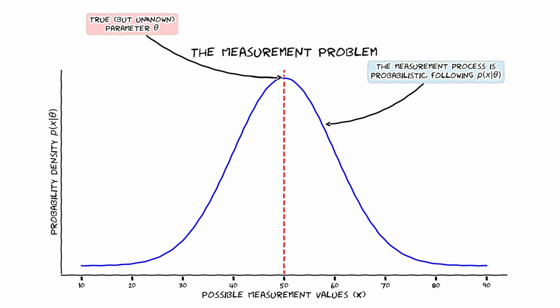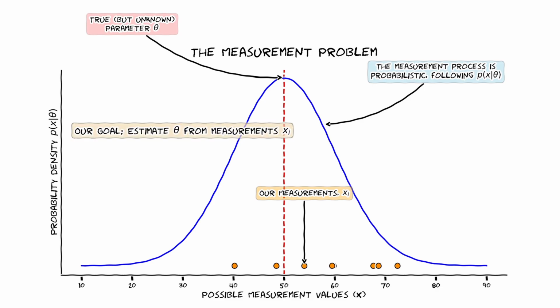Our measurement process, however, is never perfect. It's probabilistic. This means that for a given true value of theta, our measurements, which we'll call x, are scattered around the true value according to some probability distribution. In a real experiment, we don't see the underlying distribution. We only get a handful of these measurements, which are scattered around the true value that we are trying to find.